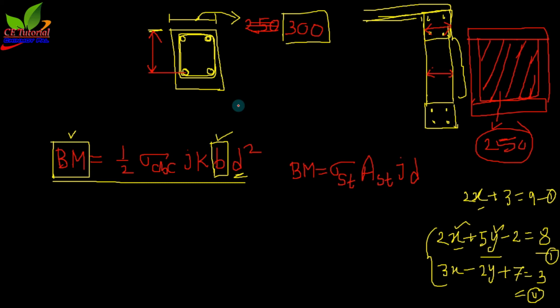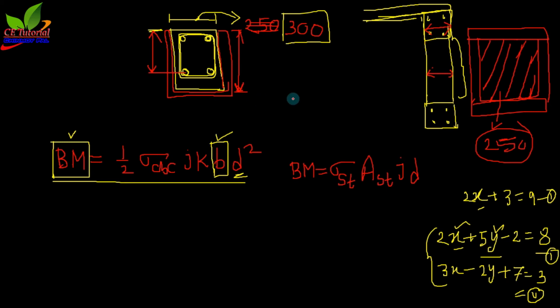Now when you are going to cast a particular beam, you have to create a formwork. Suppose this is the formwork you have to create. That means the depth of the formwork at the inner side should be equal to the overall depth of the beam. Please keep in mind, the depth of the formwork should be equal to the overall depth of the beam on the inner side.